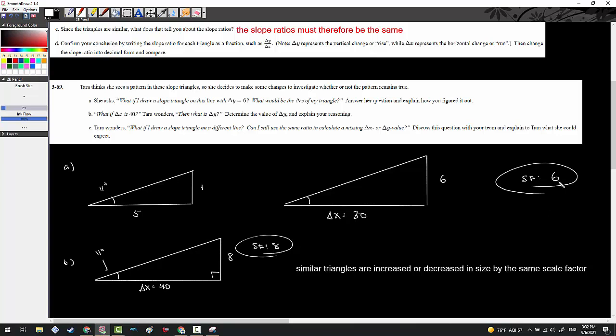And then Tara wonders, what if I draw the slope triangle on a different line? Can I still use the same ratio to calculate delta x or delta y? This time you're supposed to discuss with your team. We won't get into that right now. We'll just move on to 3-70. It's more supposed to be an open-ended discussion rather than something that is meant to teach you anything. I'll be back with the next question.